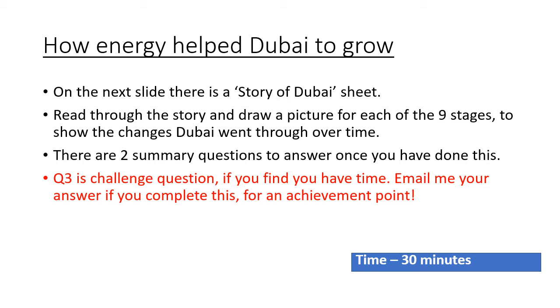Now, I appreciate lots of you can't print this off, so I'm going to give you a way of doing this. That means you don't need to. You're going to read through the story. You're going to draw a picture for each of the 9 stages. And there's also a couple of things to write down with each picture. And then there are some summary questions to answer when you've done this. Well, let's move to the next slide and you'll see what I mean.